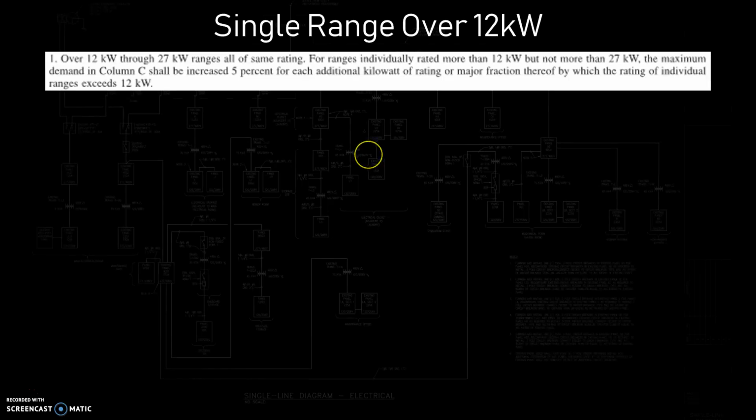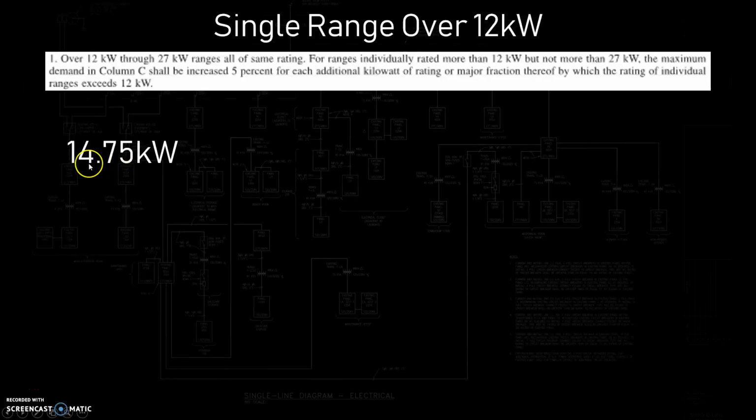be increased 5% for each additional kilowatt of rating or major fraction thereof by which the rating of the individual ranges exceeds 12 kilowatts. So you'd have to be a lawyer and an engineer to understand what that truly means right off the bat. That's a very complicated sentence. So let's try to break that down a little bit. Okay, so our first issue was, remember column C focused on ranges not exceeding 12 kilowatts. Well, what happens if we do? Well, in this case we do.